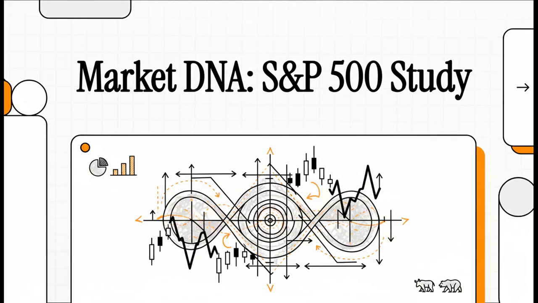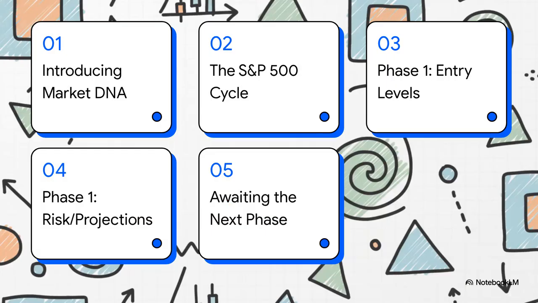In this explainer, we're going to document a proprietary geometric system known as market DNA. Specifically, we'll be watching how it's being applied to a particular cycle in the S&P 500 index. So here's our game plan. We'll start with a quick introduction to what market DNA is all about. Then we'll jump right into the specific S&P 500 cycle that we're documenting.